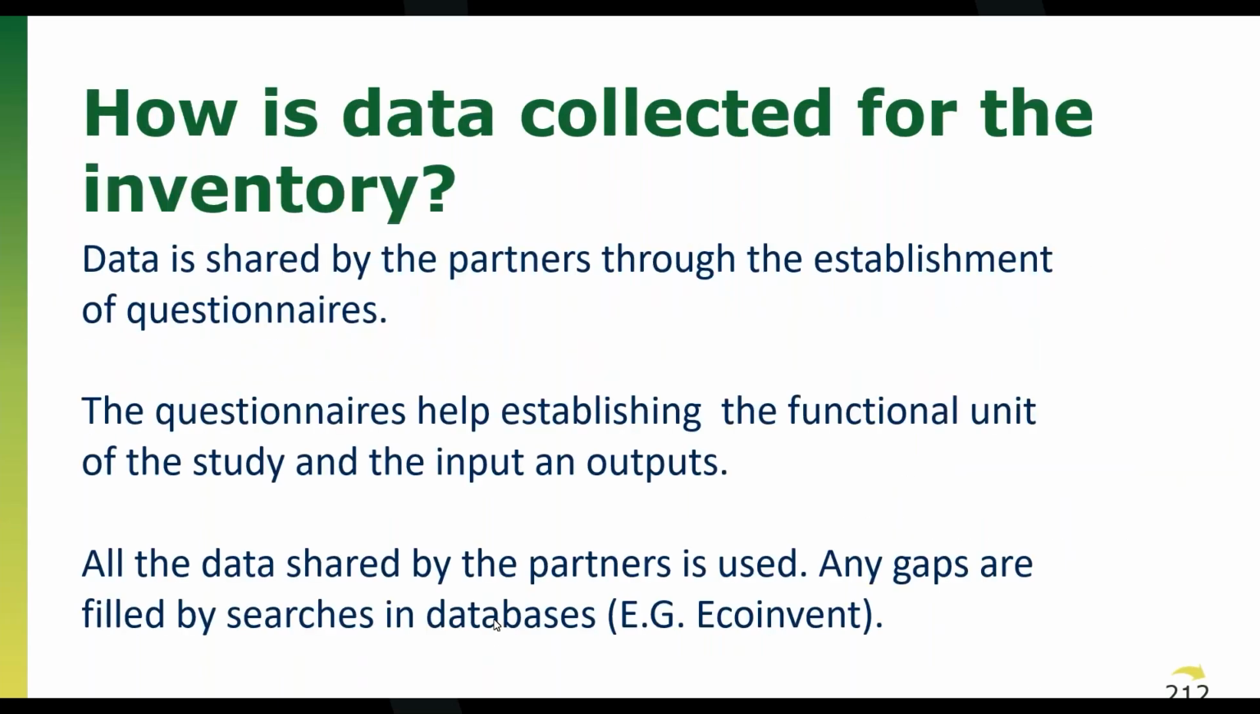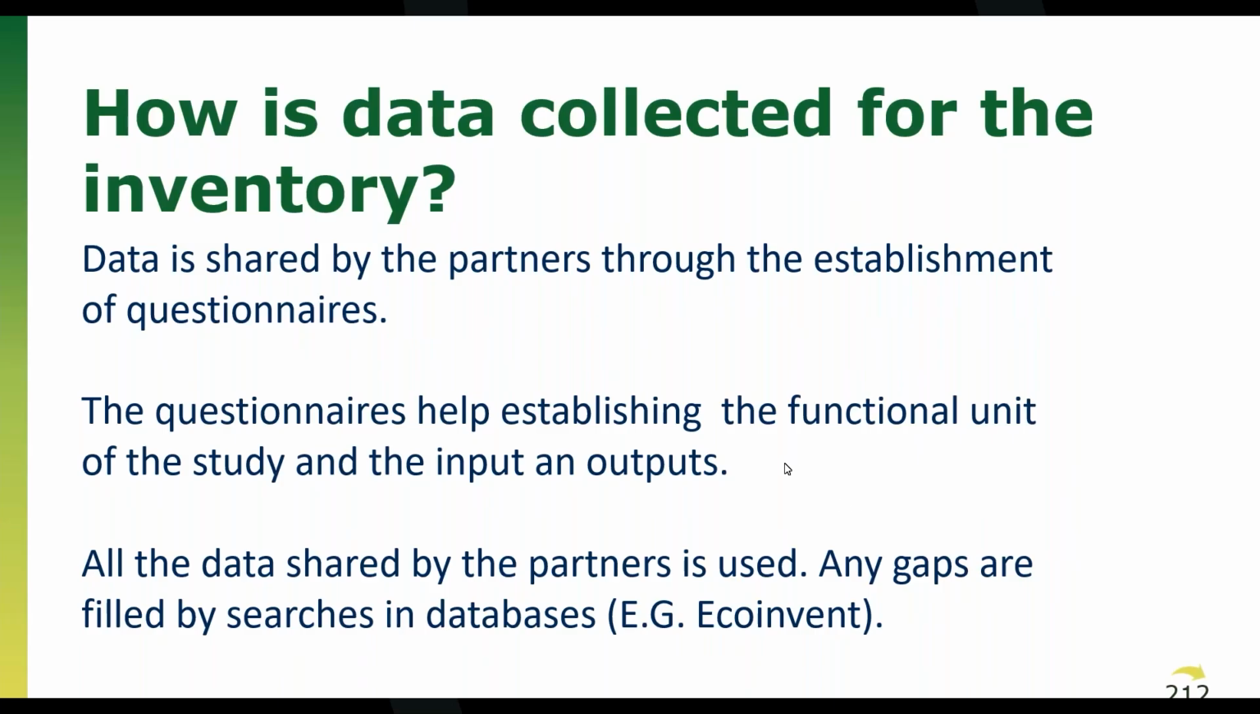So to collect that data, what we had to do was to send inventories to the partners, inventory questionnaires. Those would help us establish the functional unit and also the inputs and outputs. So we used all the data that was shared by the partners, and if there were any gaps, we used databases such as EcoInvent, for example, and literature as well to help us fill those gaps.